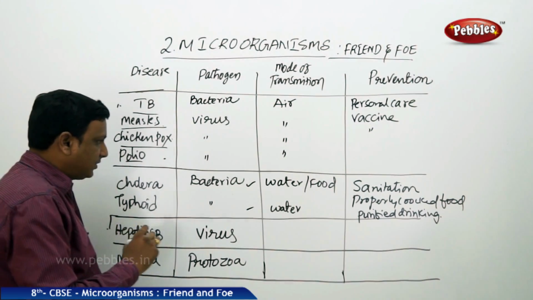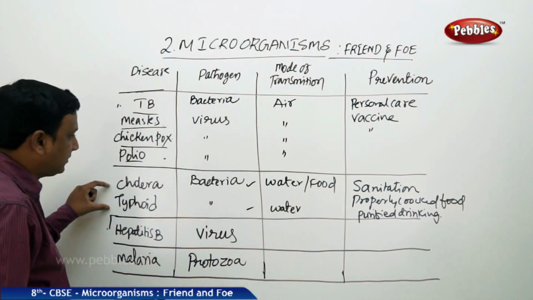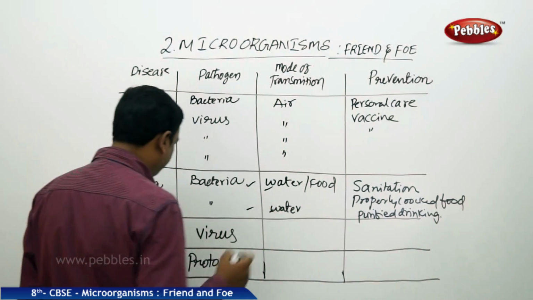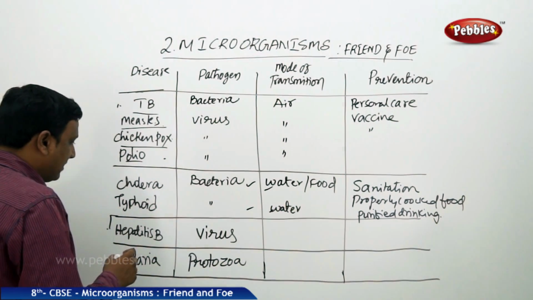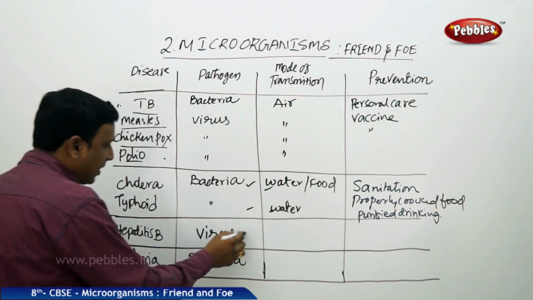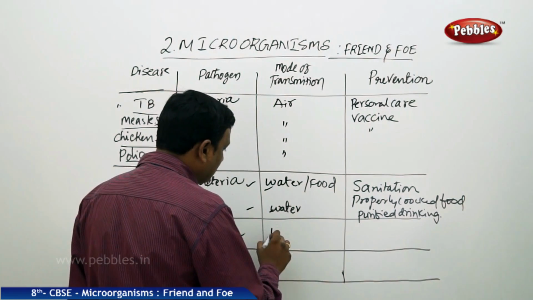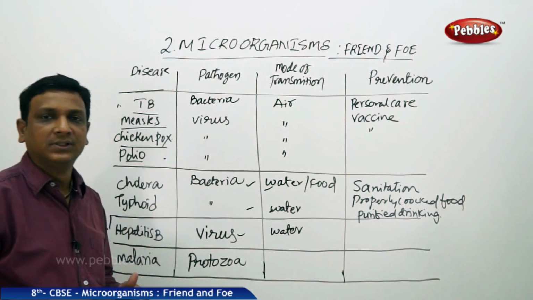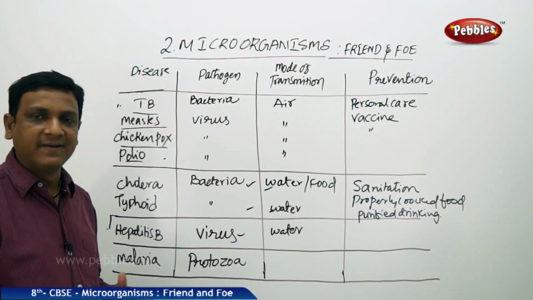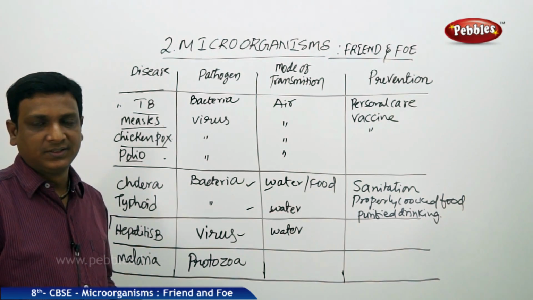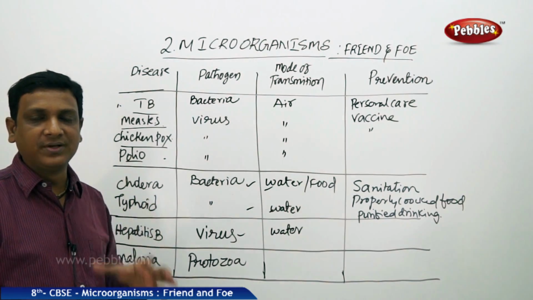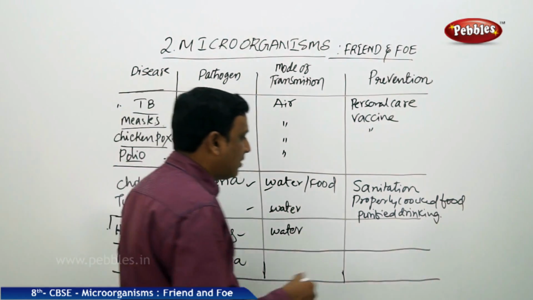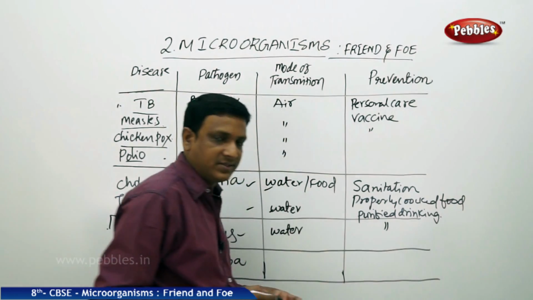Okay. Next, come to the other category. So in this category, cholera and typhoid both are spread by water. Now let us see hepatitis B. This is caused by virus and it is also spread by water. Water is the mode of transmission. Hepatitis B. It affects the liver. So here also we should drink purified drinking water. See that the water is not contaminated.